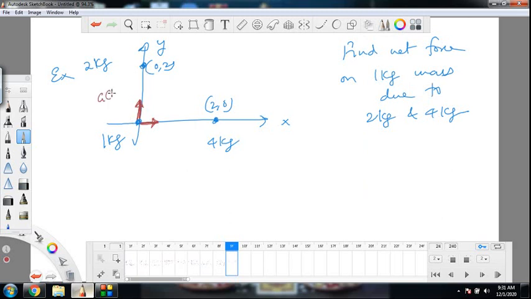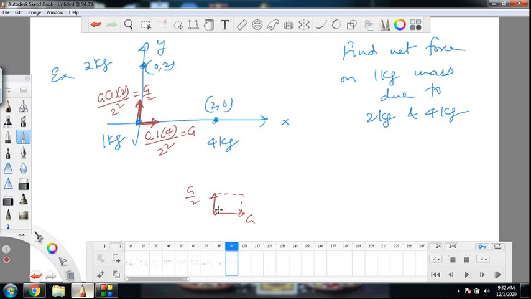It will be G into 1 into 2 by distance square, 2 square. And similarly this force will be G into 1 into 4, because this is 1 kg, that is 4 kg, m1 m2 by r square, again 2 square. So the first force is going to be G by 2 Newton, the second force is going to be G Newton. So on 1 kg there is a G Newton and there is a G by 2 Newton, both acting perpendicular.